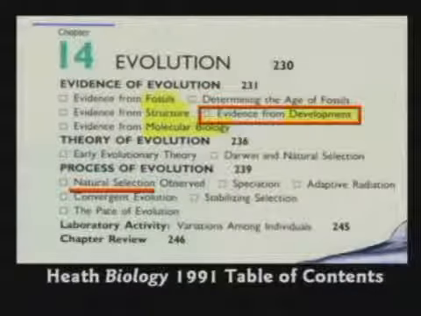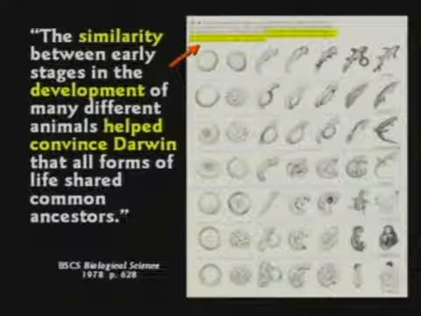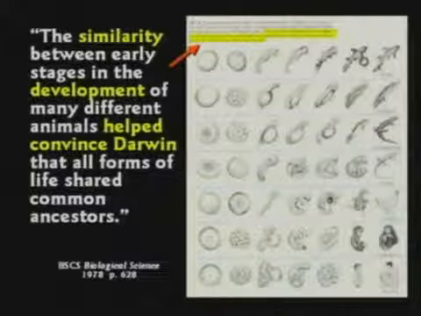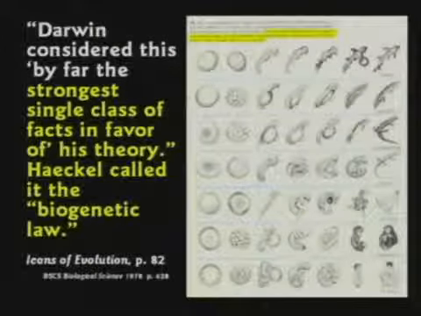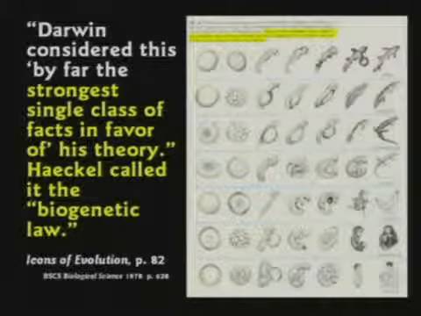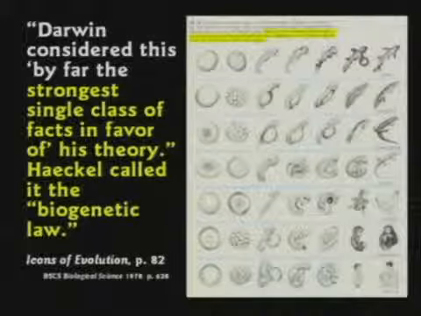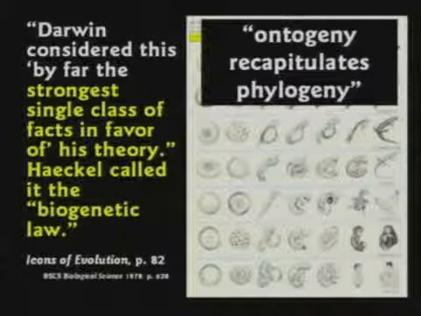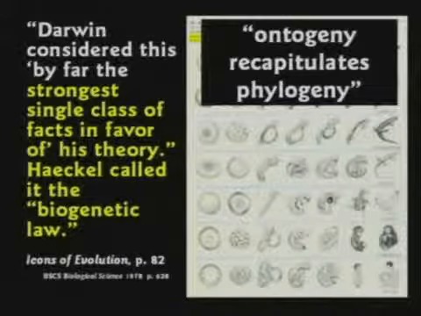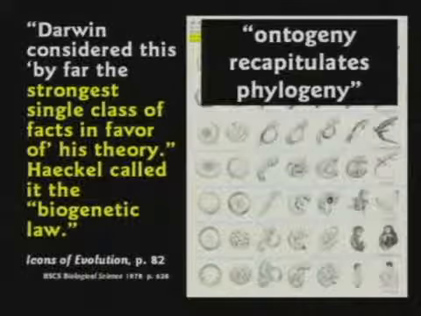We've got evidence from development. Yes, boys and girls, the similarity between the early stages in development of many different animals helped convince Darwin that all forms of life shared common ancestors. Darwin considered this by far the strongest single class of facts in favor of his theory. Ernst Haeckel, who made up this whole stupid idea, called it the biogenetic law. He said, yes, as the babies develop inside the mother, they go through the stages of evolution again. Fish, amphibian, reptile, mammal. Just memorize the word farm and you got it. It's called ontogeny recapitulates phylogeny. This thing was only proven wrong in 1875. Okay?